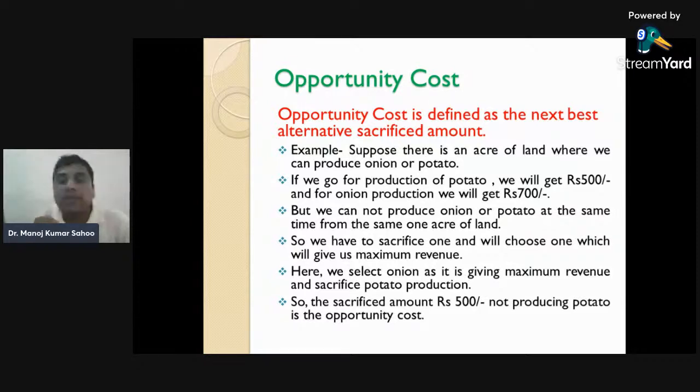In this example we sacrifice potato production because it is giving less revenue, that is 500 rupees, and we go for production of onion which will give us 700 rupees. Here we select onion because it is giving maximum revenue and sacrifice potato production. So the sacrificed amount, 500 rupees, that is not producing potato, is the opportunity cost of selecting onion production. Okay, so that is the next best, which we have sacrificed, and that amount is known as the opportunity cost. So again, opportunity cost means the next best alternative sacrificed amount.